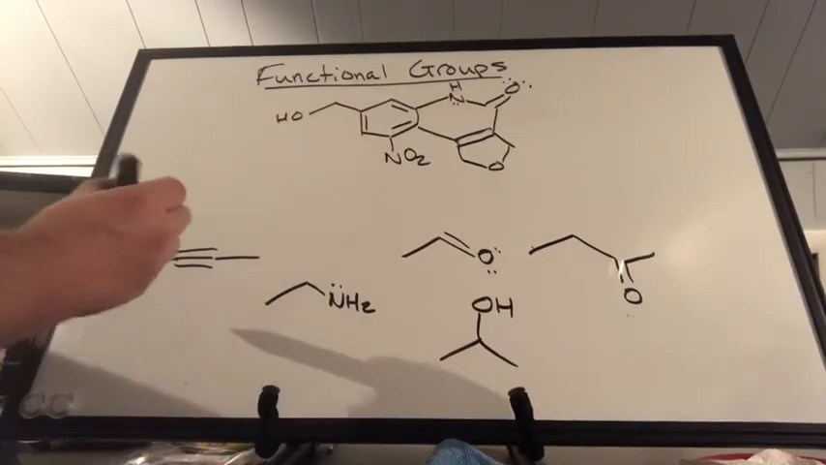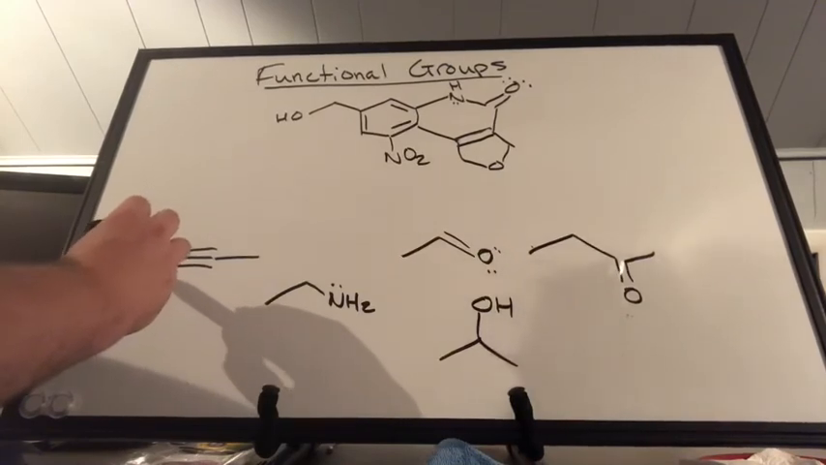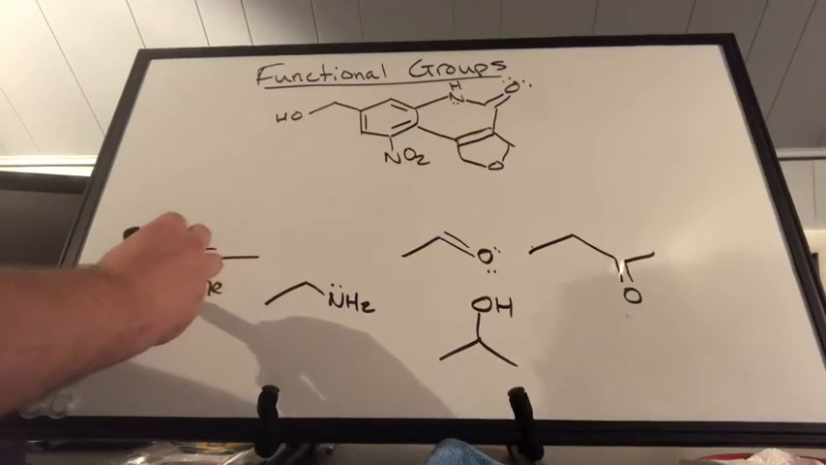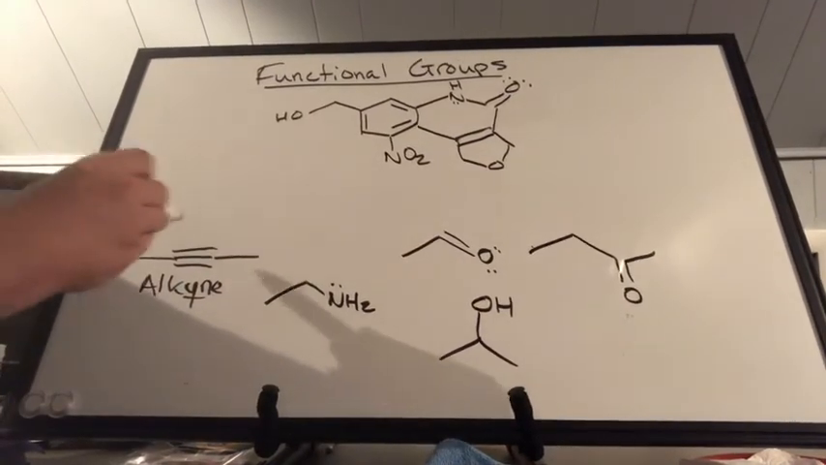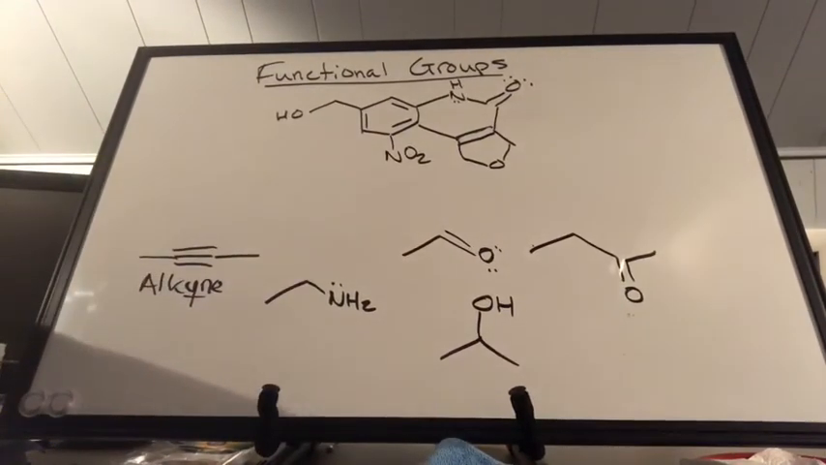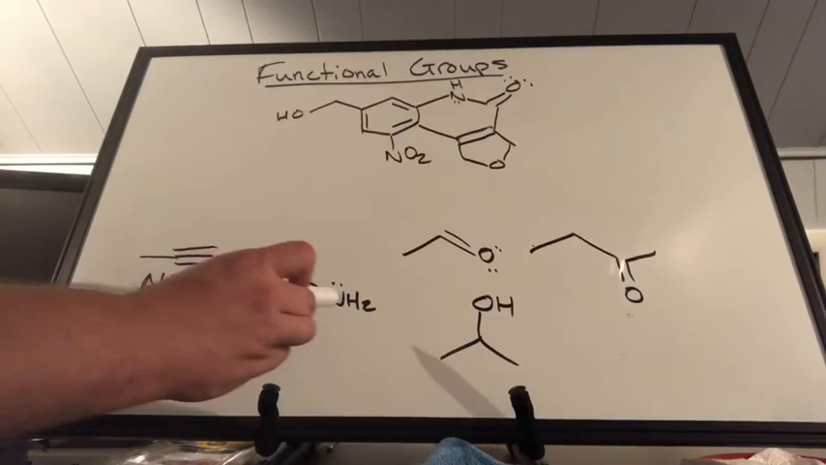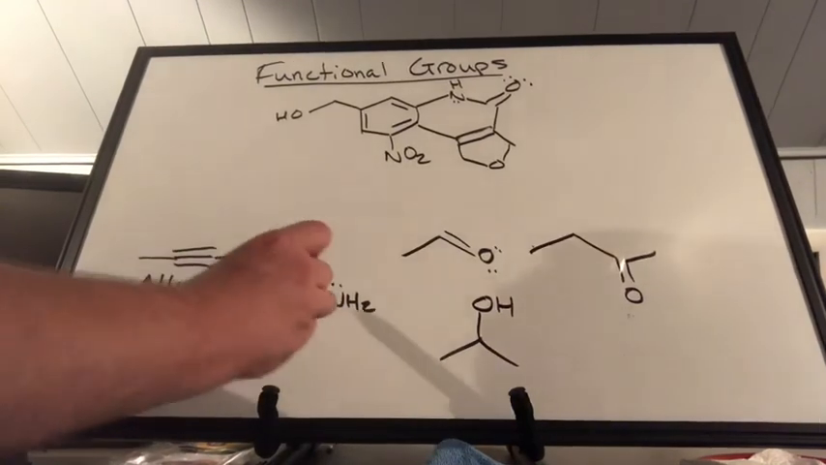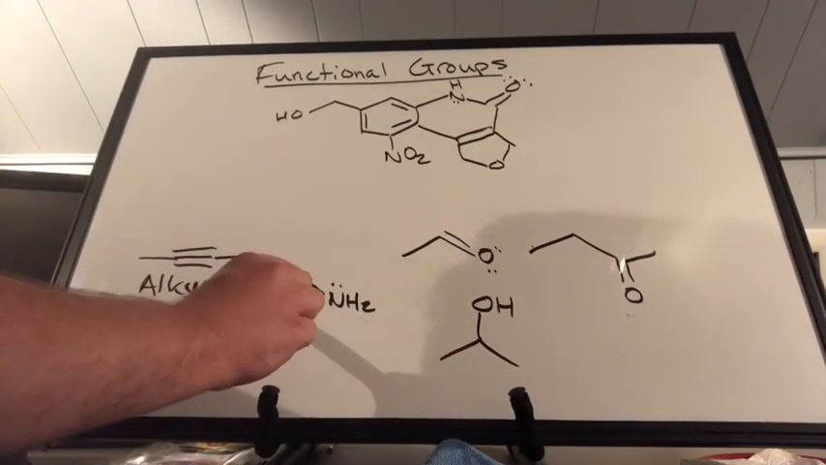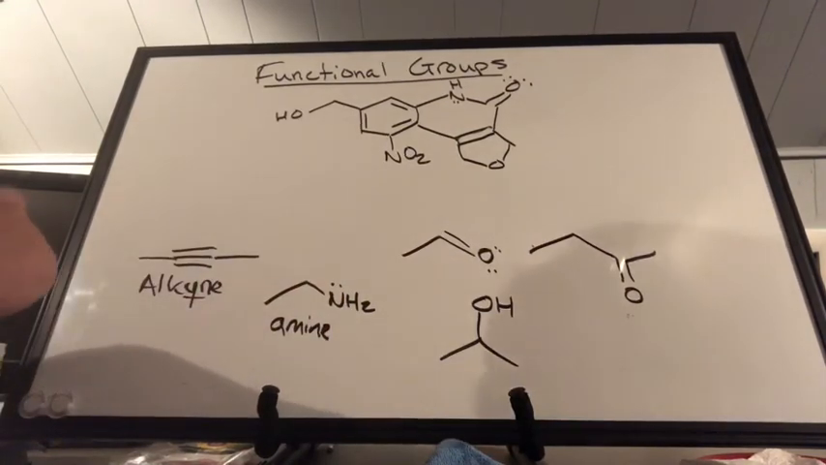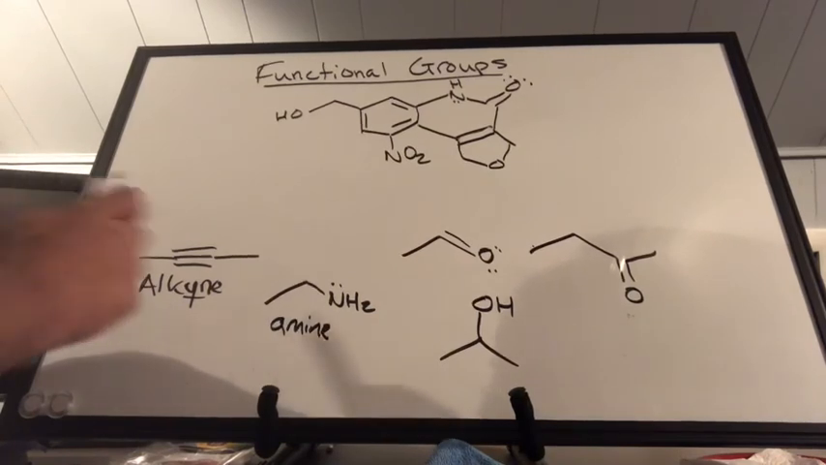This first one is going to be an alkyne. That YNE suffix means that there's going to be a triple bond about that particular structure. So that's an alkyne group or alkyne moiety. This is going to be an amino or an amine group. So not to be confused with an amide, which I'll show you here in a few minutes.